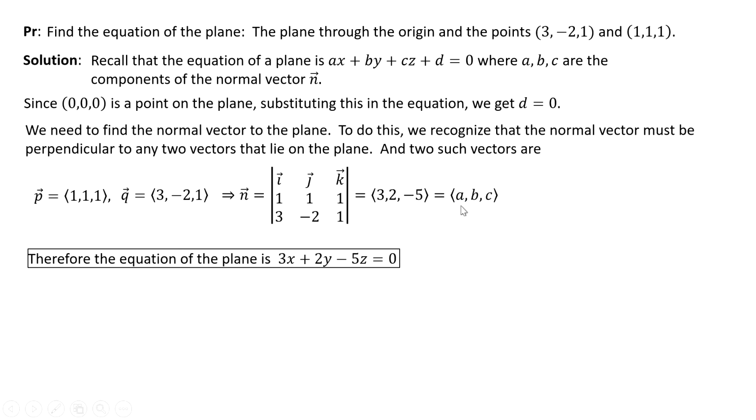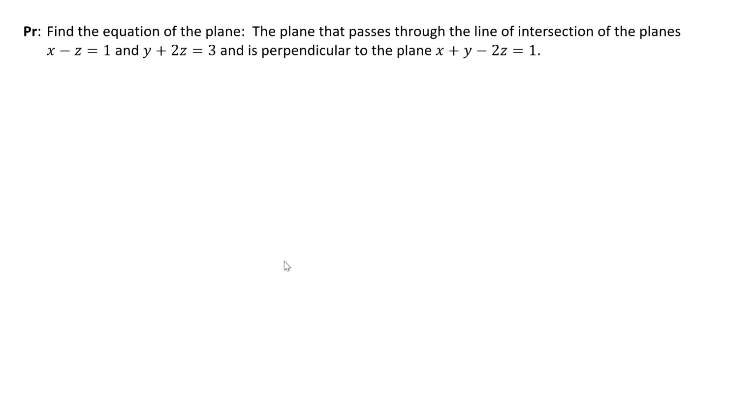Cool. Once we get that, piece of cake, a, b, c are 3, 2, negative 5. And so we plug them into that ax plus by plus cz equals 0 equation. And we got it. Cool. All right. Next.